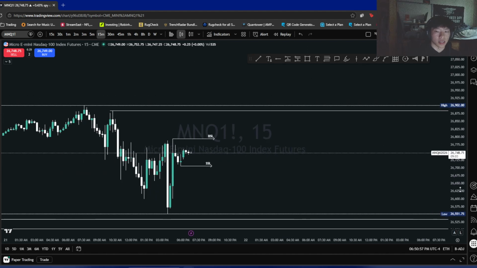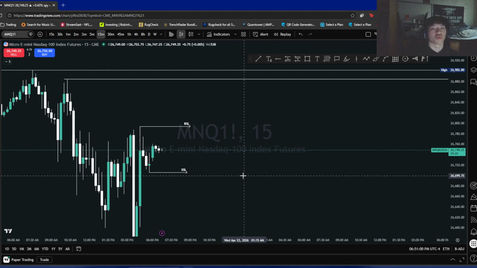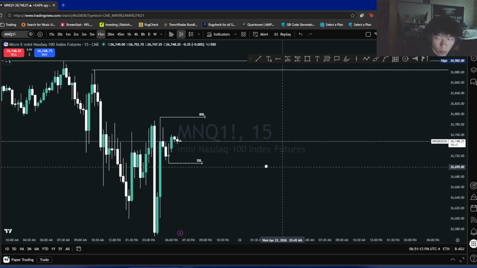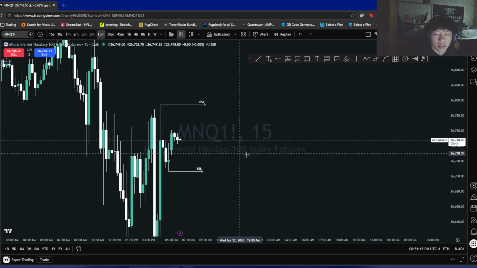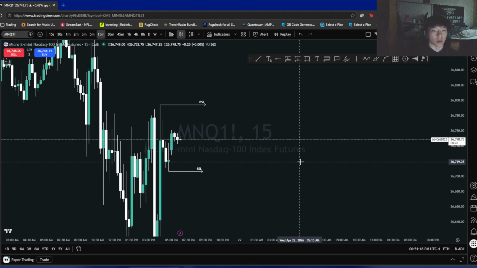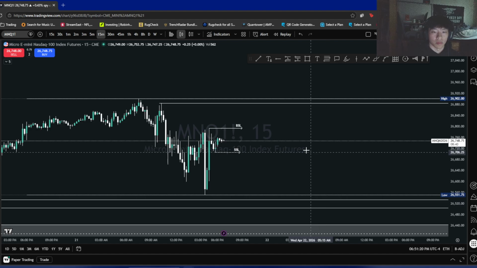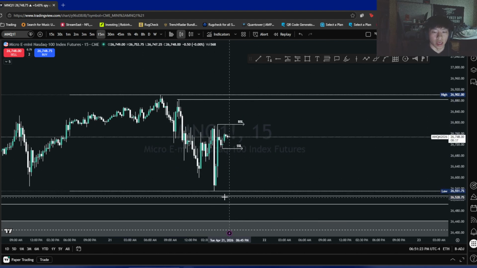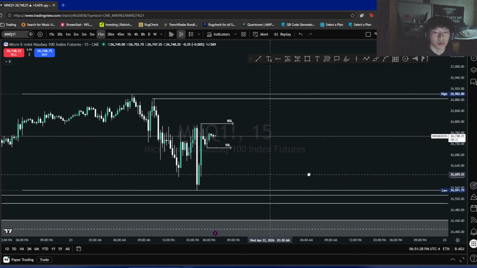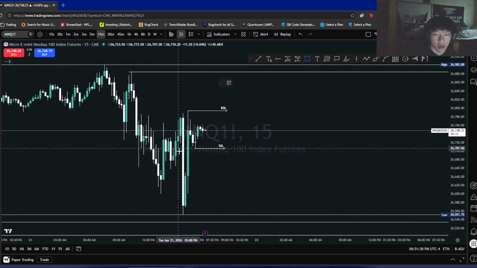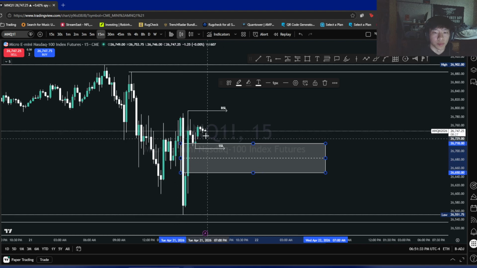Now, to find your bias at the current time, you want to see what price is reacting to, what market maker model are we in, and we also want to look at key levels like the midnight open to see if we're super high or super low. So obviously this is a new day, so we don't have anything right now, but as you can see, we can assume that we are now in a market maker buy model. So the day for tomorrow could be bullish depending on how we react to this 15-minute BPR.